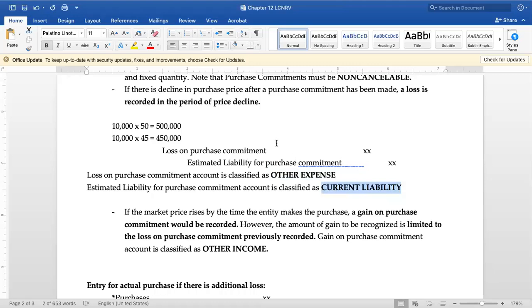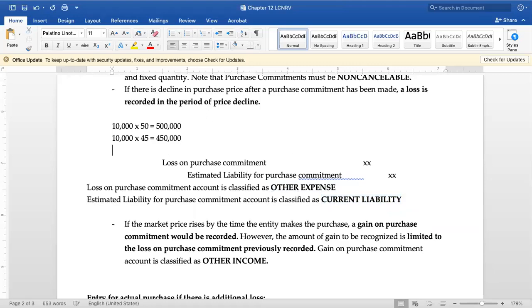So what if, on the time of the actual purchase, the price became 48? So that is 480,000. Earlier, from 500,000 it became 450,000. So you have a loss because you are fixed to pay 500,000 at a future date. But at the end of the year, because we prepare a report at the end of the year, it is 45 pesos per unit, so 450,000. So you have a loss here of 50,000.